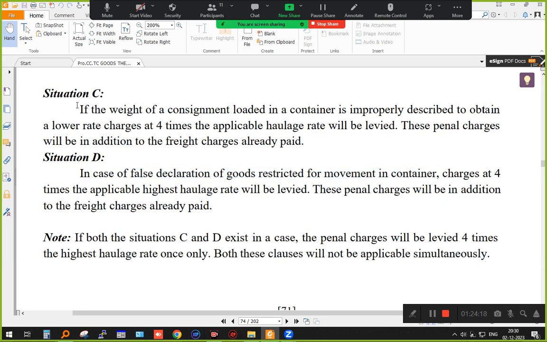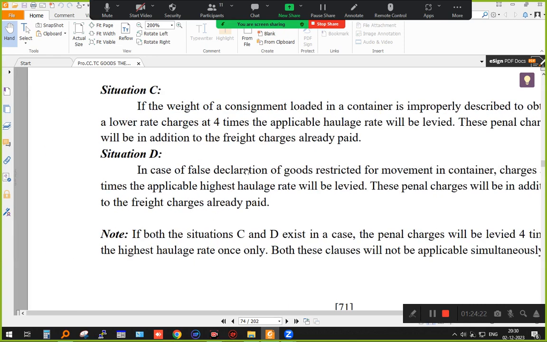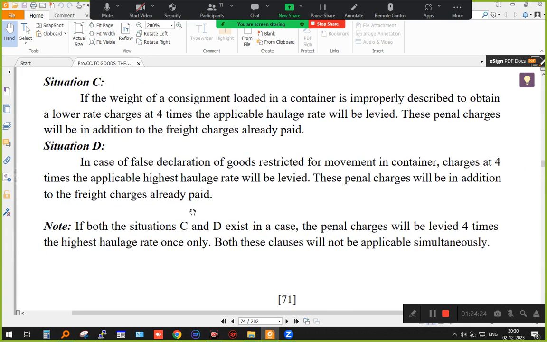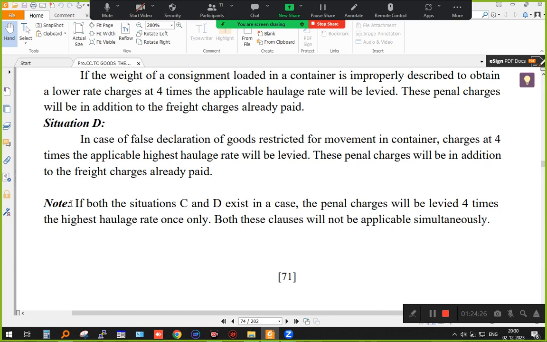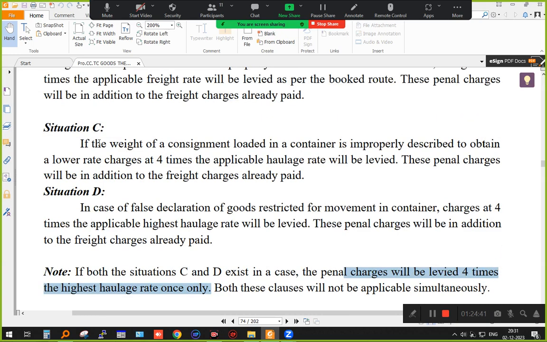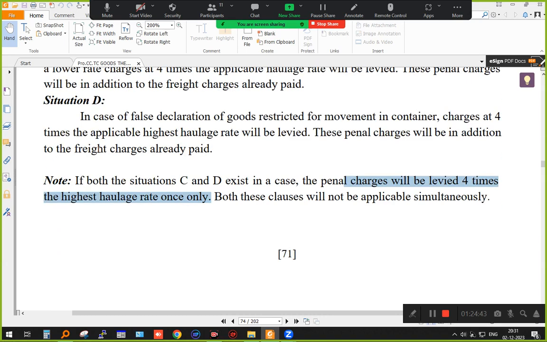Now if the weight is also wrong and the description is also wrong, okay, if both situation C and D exist in a case, penal charge will be levied 4 times the highest haulage rate once only. Both these clauses will not be applicable simultaneously. That means 4 times plus 4 times, 8 times we don't charge. We charge 4 times the highest haulage rate once only.